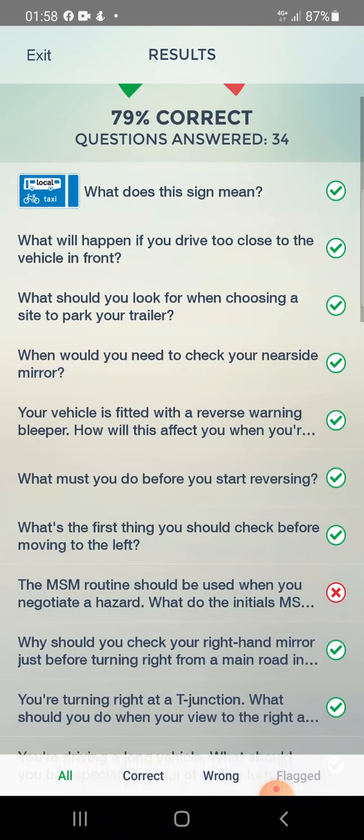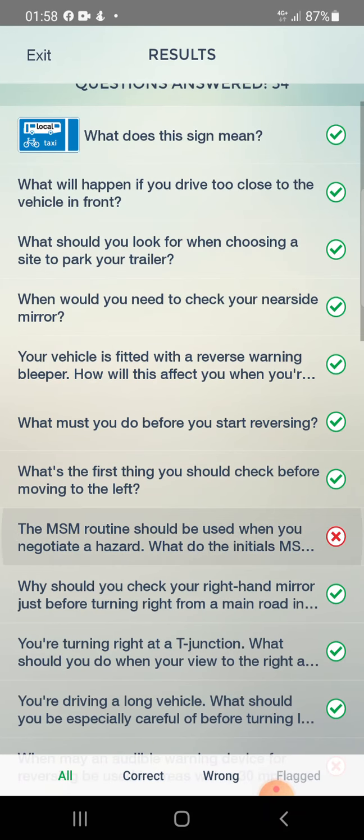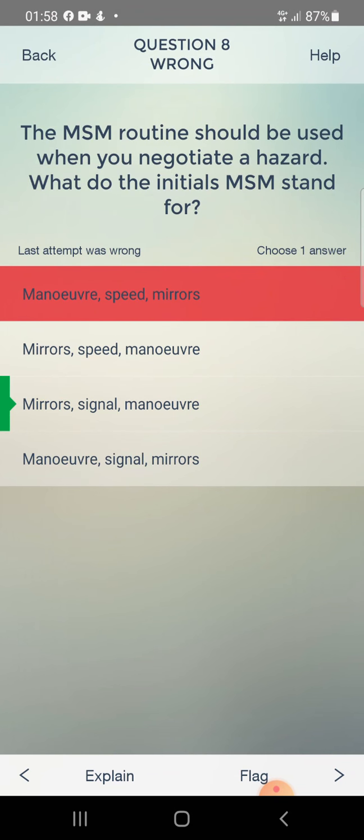79% correct. Okay, which one is wrong? MSM. The MSM routine should be used when you negotiate a hazard. What do the initials MSM stand for? Mirrors, signal, maneuver.